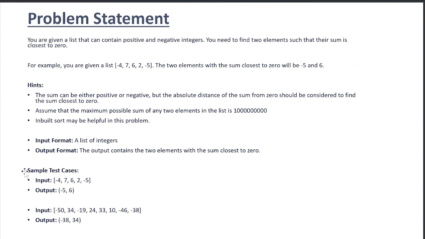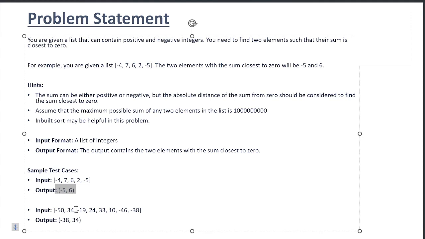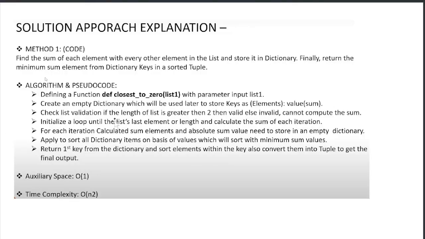Here are some sample test cases. The first is -4, 7, 6, 2, -5. So here the output will be -5 and 6. Second, the input list will be -50, 34, 19, 24, 33, 10, -46 and -38. So the output here will be -38 and -34. On the next slide, we will look at the methods we'll be using here.